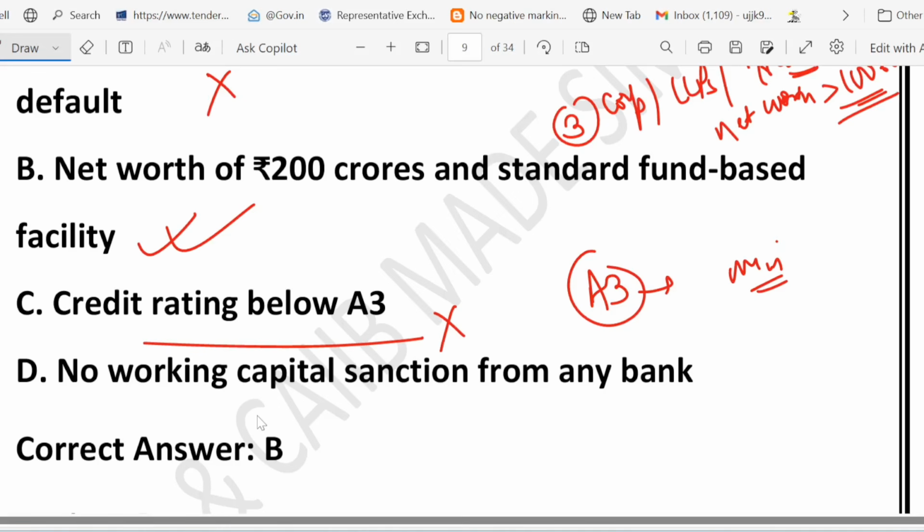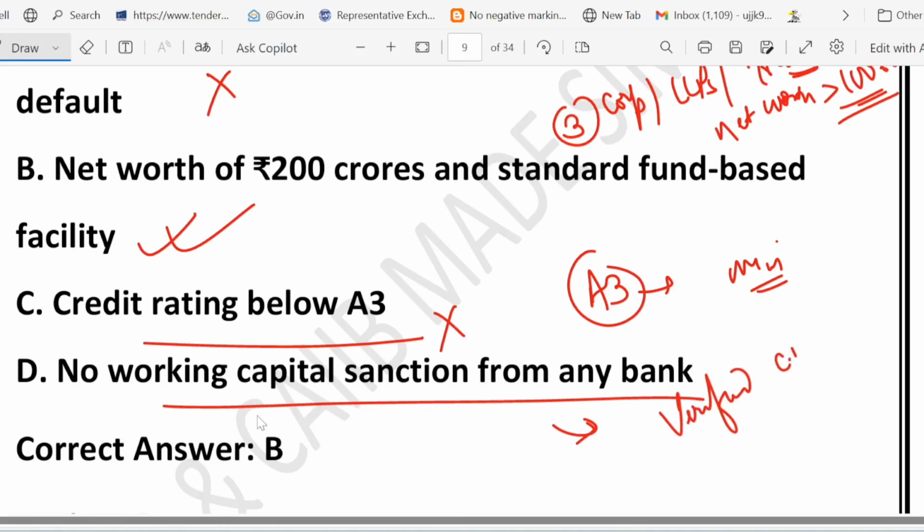And then we have option D, no working capital sanction from any bank. This means the company has no verified credit track record. So RBI wants the company to have an existing fund based limit. It shows the bank has checked them, so this condition also fails.